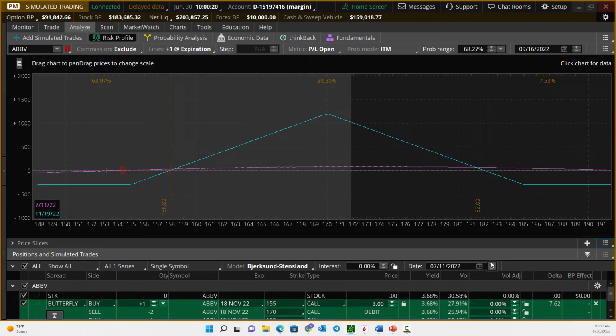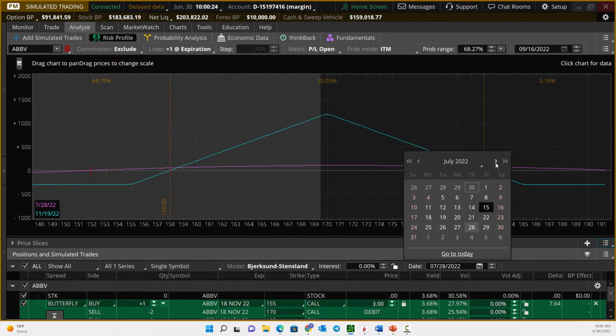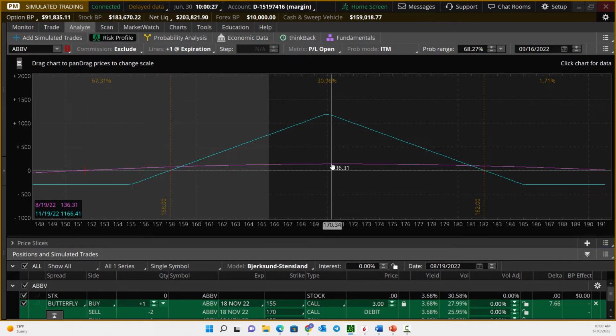Now, if it flashes early, you won't have as much profit. Let's just skip forward a month or so. You're profitable.